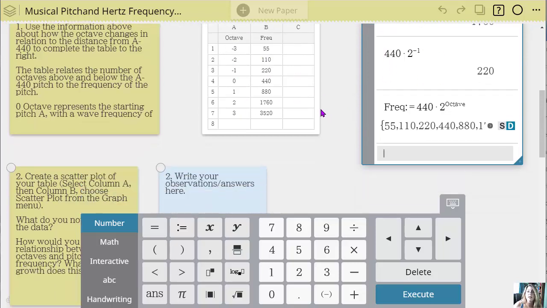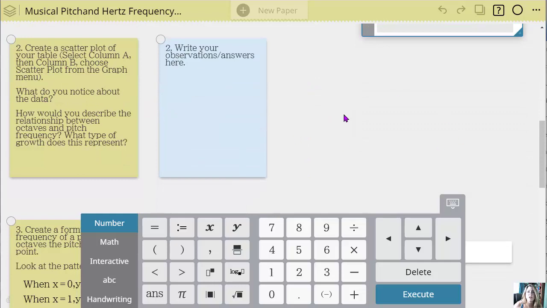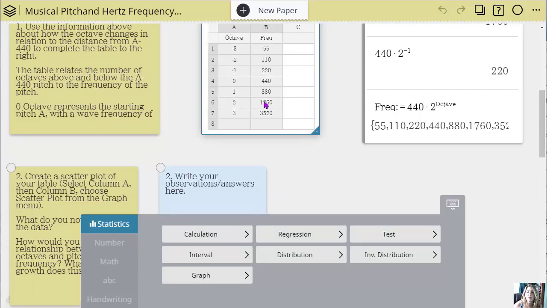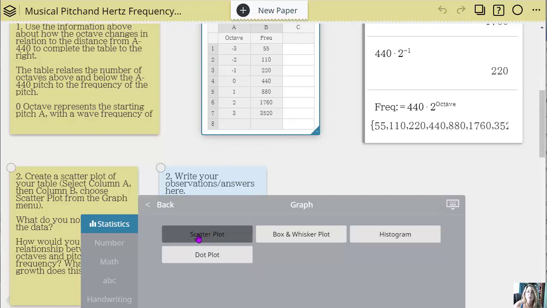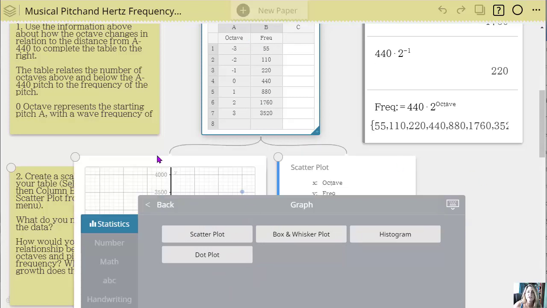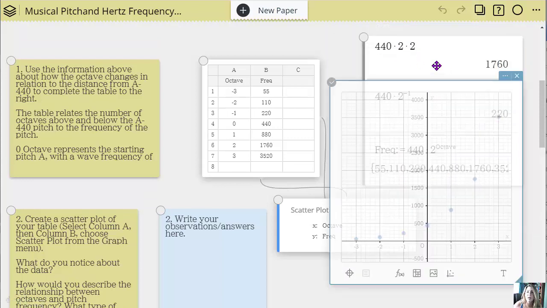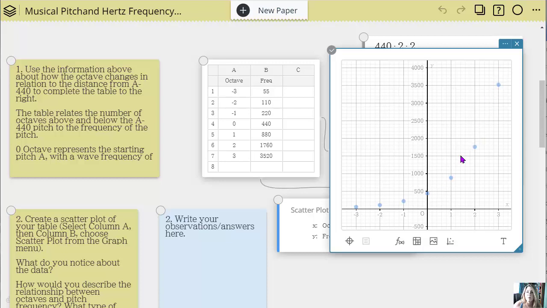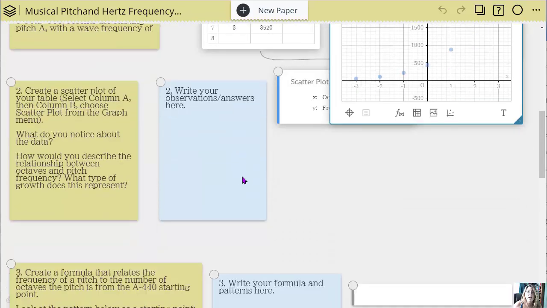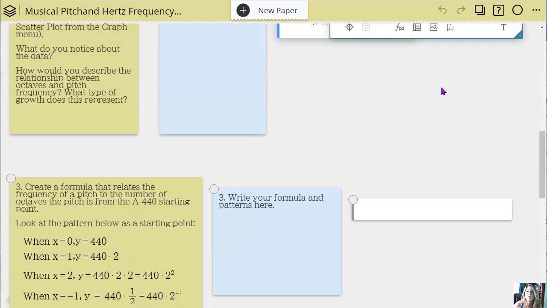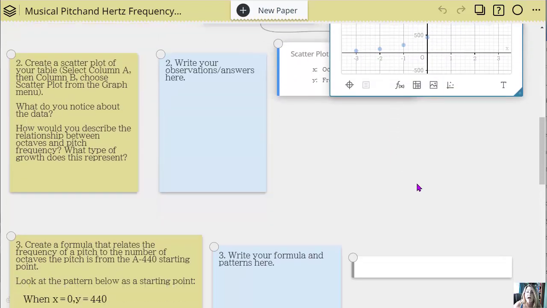They've done this. The next thing they're asked to do, as we scroll down, and I'm going to go through this pretty quickly, is to take this information and look at it in a scatter plot. I selected the columns, and now I'm going to graph a scatter plot. Since I was using exponents, it makes sense that this looks not linear, but like an exponential curve. Then they try to use this pattern to come up with their own formula that would fit this graph.